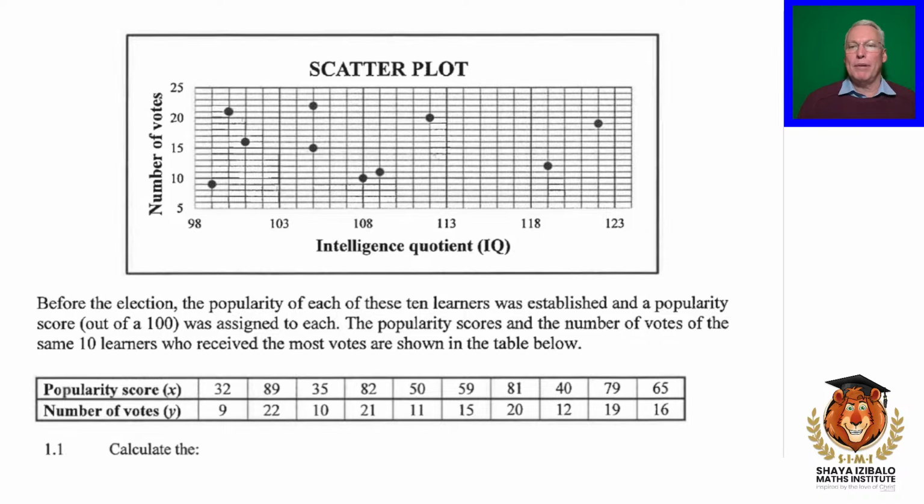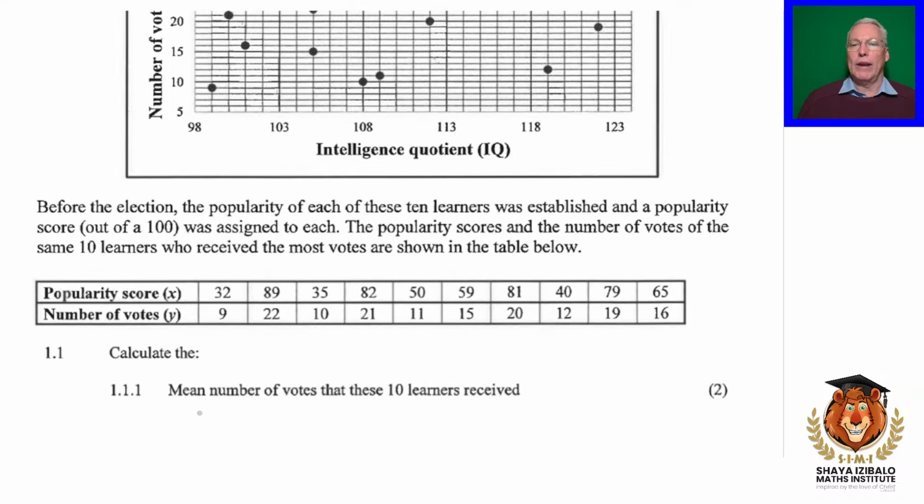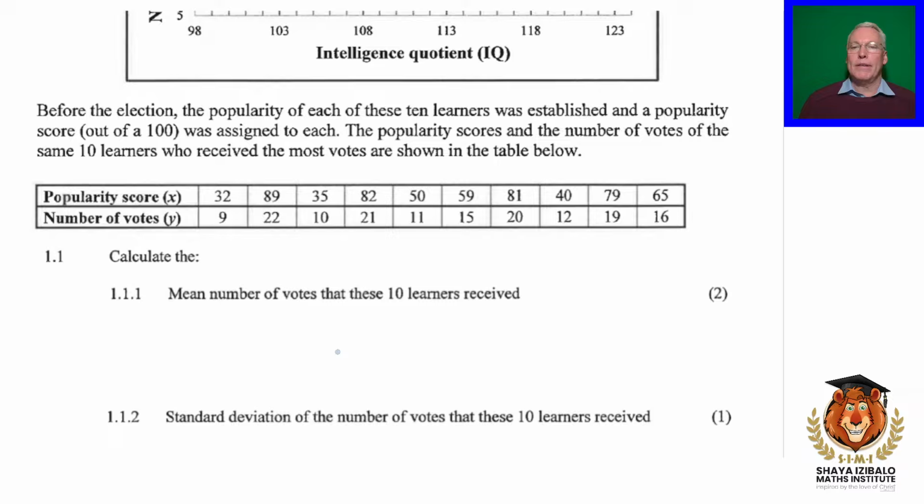Okay. So what also happened is before the election, the popularity of each of these 10 learners was established and a popularity score was assigned to each. And then we've got a table here of popularity score versus number of votes. Okay, and the first thing we are asked to do is calculate the mean number of votes that these 10 learners received. Okay, so what we are able to do is put this data into our calculator.